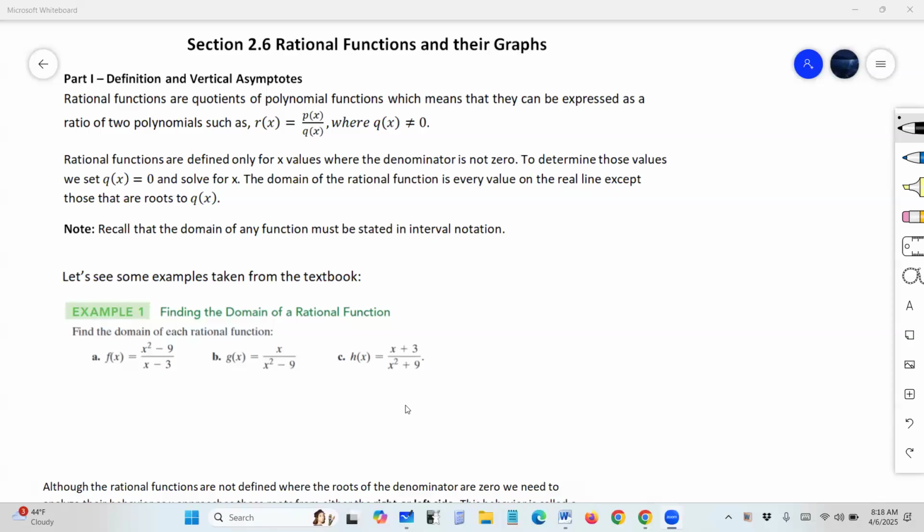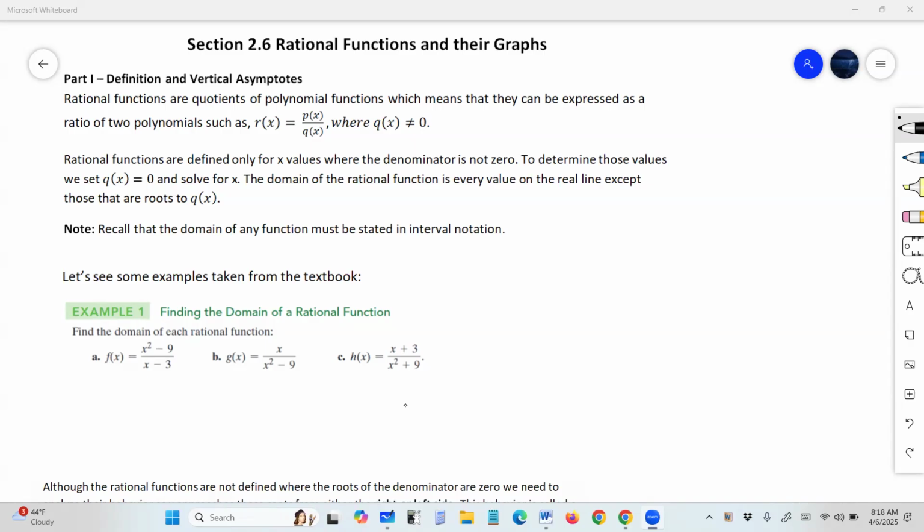Hi, hello everybody. So this is the video dealing with section 2.6, rational functions and their graphs. And this is the first part of the section dealing with the definition and vertical asymptotes. So first, let's review what is the definition of a rational function.